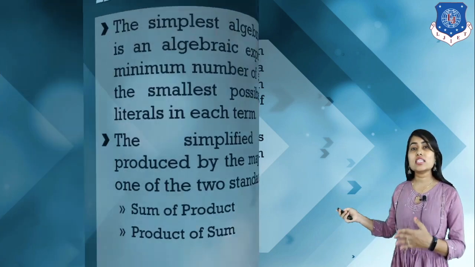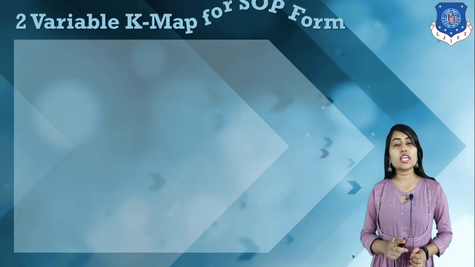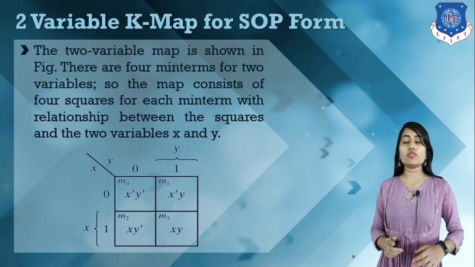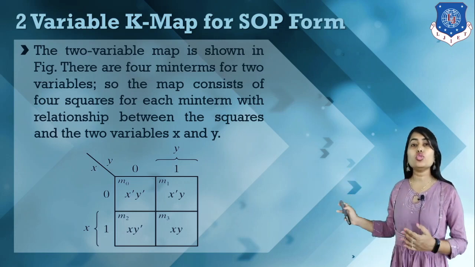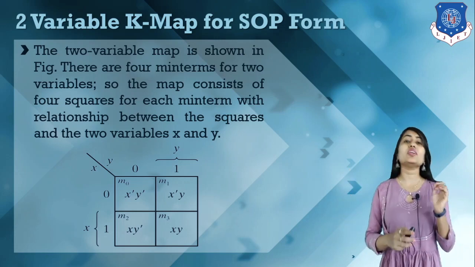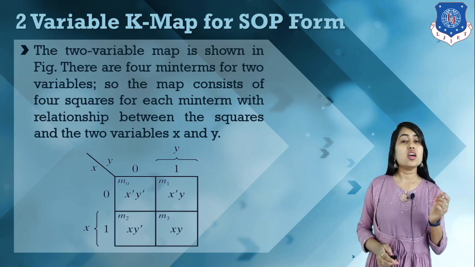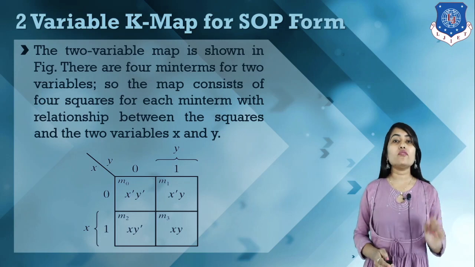So let's discuss first the two variable K-map for SOP form. So here we have a two variable K-map. As we know, for two variables we have a total of 4 input conditions, that is 0 0, 0 1, 1 0, 1 1.